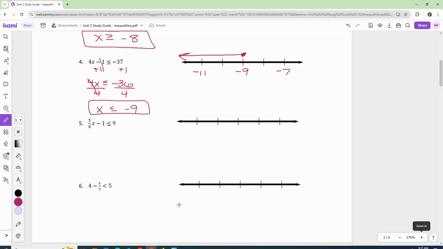All right. Who wants number 5? Going once, going twice. Noah, you get it. What do I do? Add 1. Okay, so we get 5 eighths x is less than or equal to 10. How do we get rid of this 5 eighths? You can multiply by the reciprocal, 8 over 5. So these cancel. We just get x is less than or equal to 16. Okay.